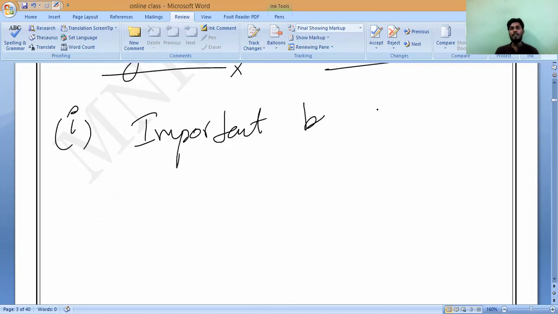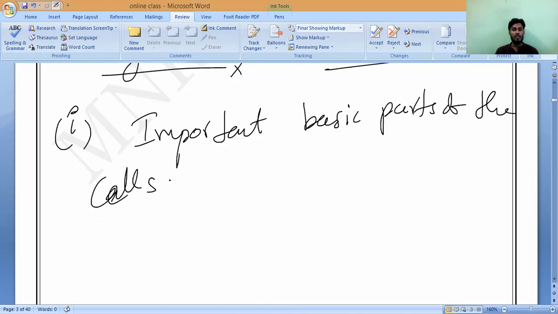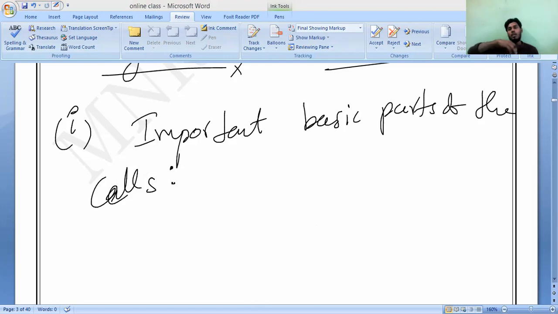Important basic parts of the cells. Parts of the cell, only you tell me. These are the important basic parts of both kinds of cells, whether it may be a plant cell or an animal cell, doesn't matter. So first thing, the outer structure, what should we call it?